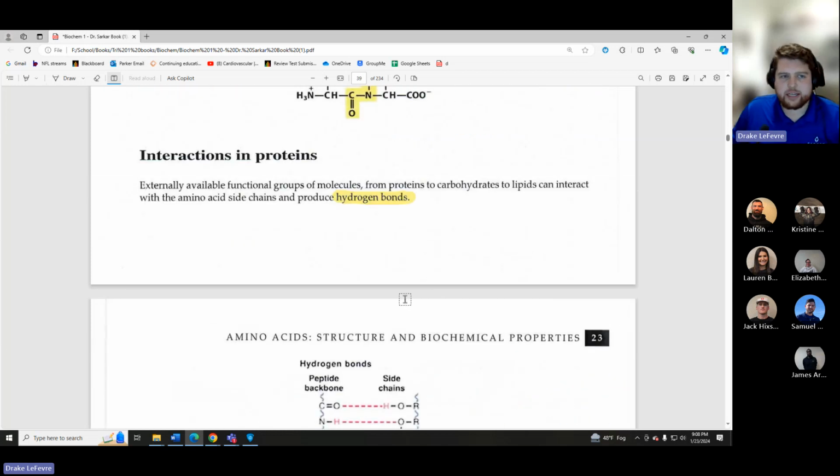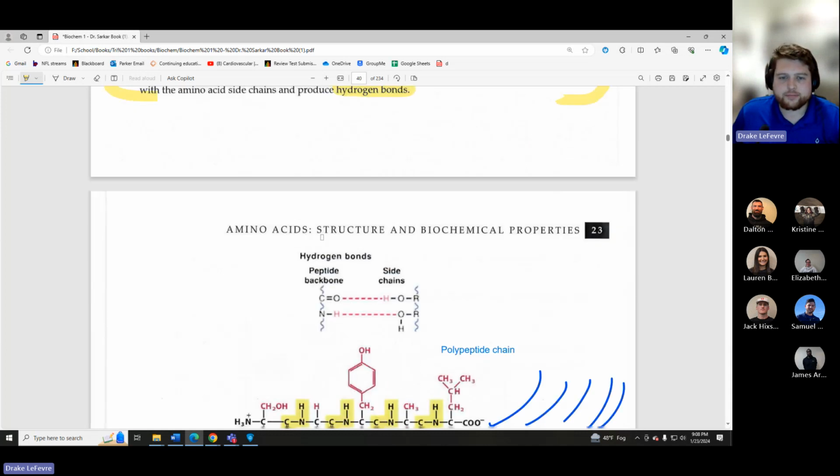Interactions in proteins. We're going to come back to this when we talk about the structure, because this will be a very important point later on. We'll talk about hydrogen bonds. Hydrogen bonds play a big role in full protein structure.